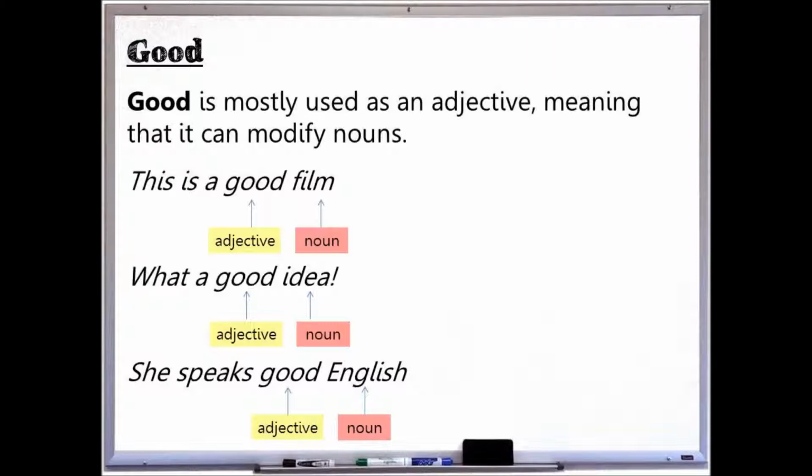Let's start with good. Good is mostly used as an adjective, meaning that it can modify or change nouns. Let's look at the examples below. Number 1. This is a good film. The adjective good here is describing the film, the noun. Number 2. What a good idea. Again, the adjective good is describing the idea. And 3. She speaks good English. The same example applies. The adjective good is describing her English.